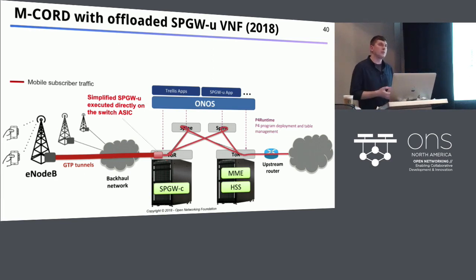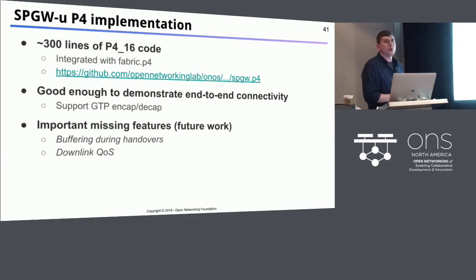So we wrote a P4 program that performs a simplified version of the serving and packet gateway user plane. So it performs, for example, GTP encapsulation. And we integrated that with the rest of the control plane. To do this, we wrote around 300 lines of P4-16 code, which we integrated with Fabric.p4.